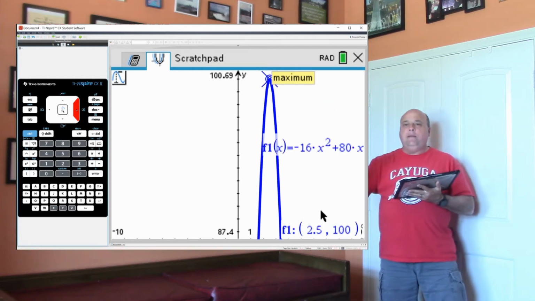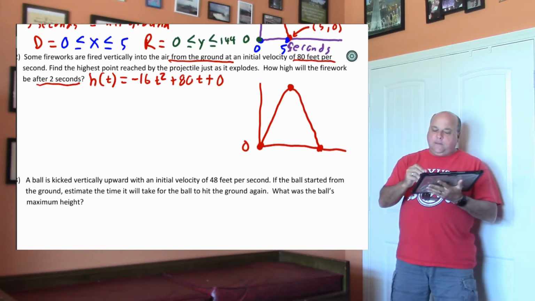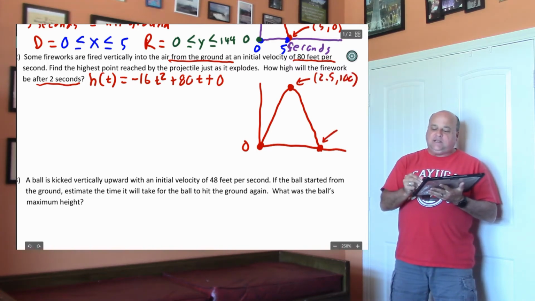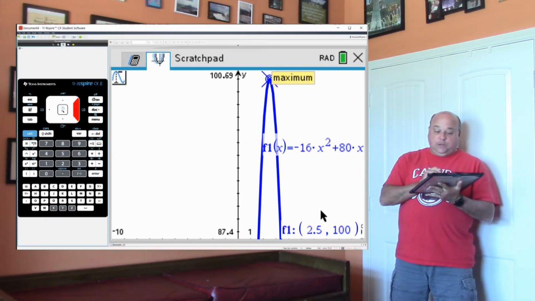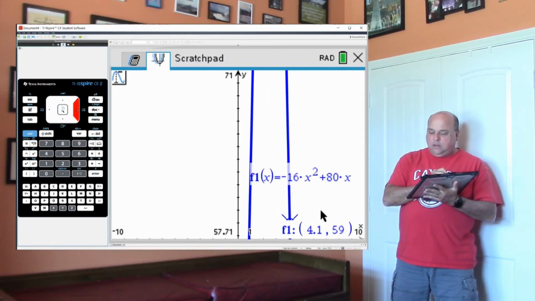Right there. So the maximum is at 2.5 comma 100. Okay, so I'm going to go to my picture, draw an arrow here, 2.5 comma 100. And now I need to find this dot, don't I? So I'm going to go back to the calculator, and it should be at 5 seconds. It's going to hit the 0, okay? So keep hitting the right arrow button. Do not hit the up or down button.